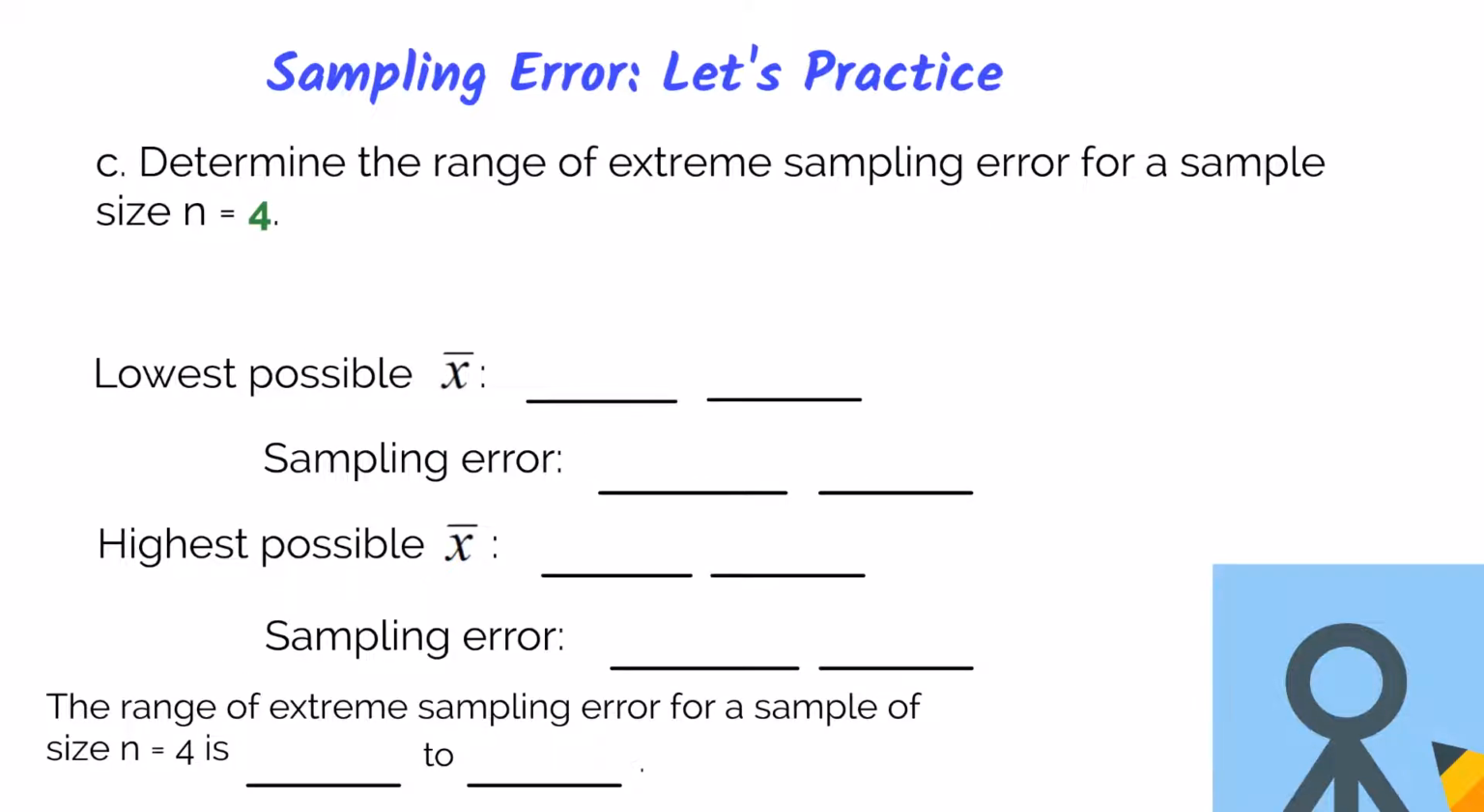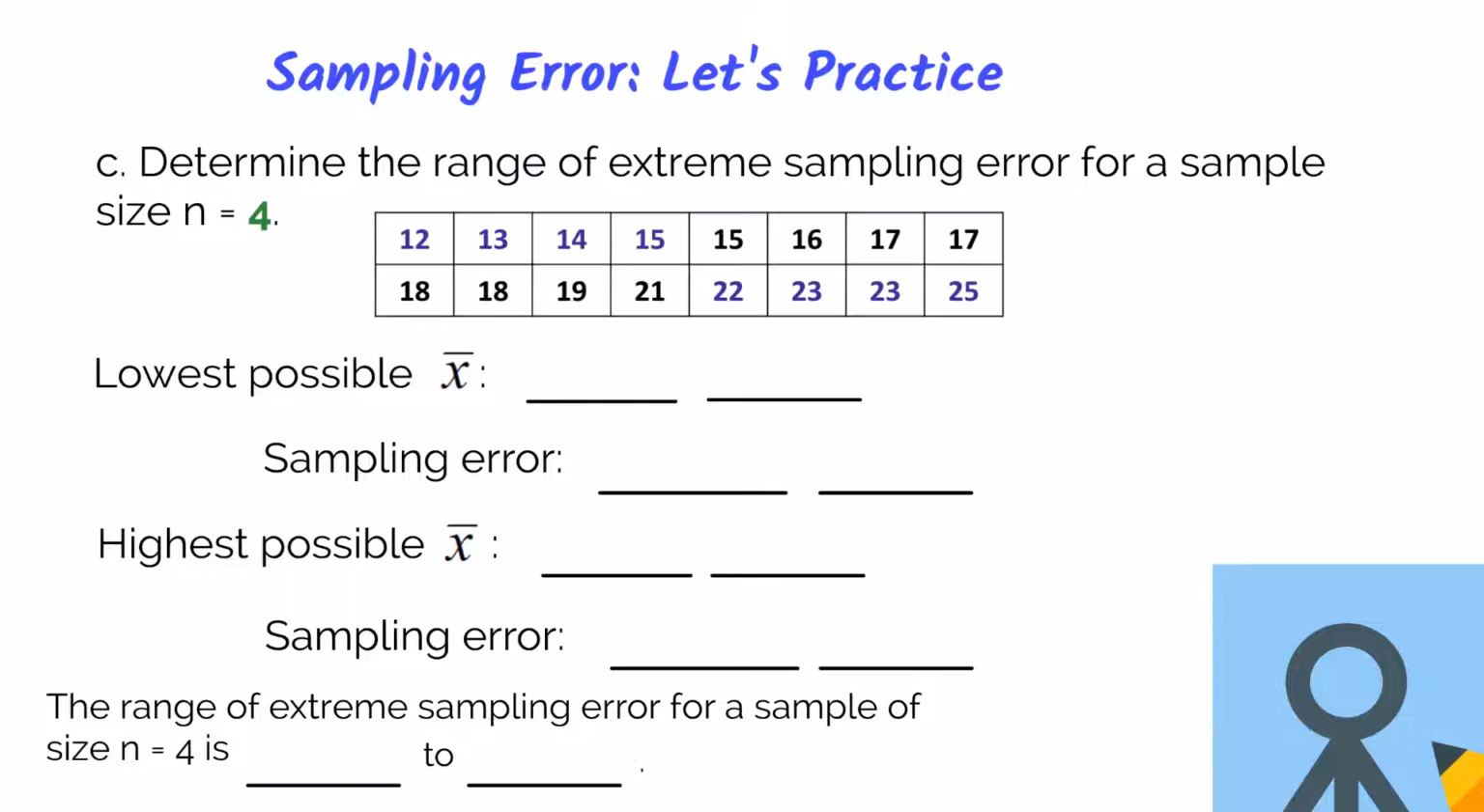Now in part C, you're asked to determine the range of extreme sampling error for a sample size of 4. The concept behind the range of extreme sampling errors is: what would our lowest possible sampling error be if we happen to get all of the lowest numbers, or the highest possible sampling error if we happen to get all of the highest numbers? I've taken the 16 numbers from the prior slide, but now I've ordered them from lowest to highest. The 4 lowest and highest numbers are now highlighted in blue.